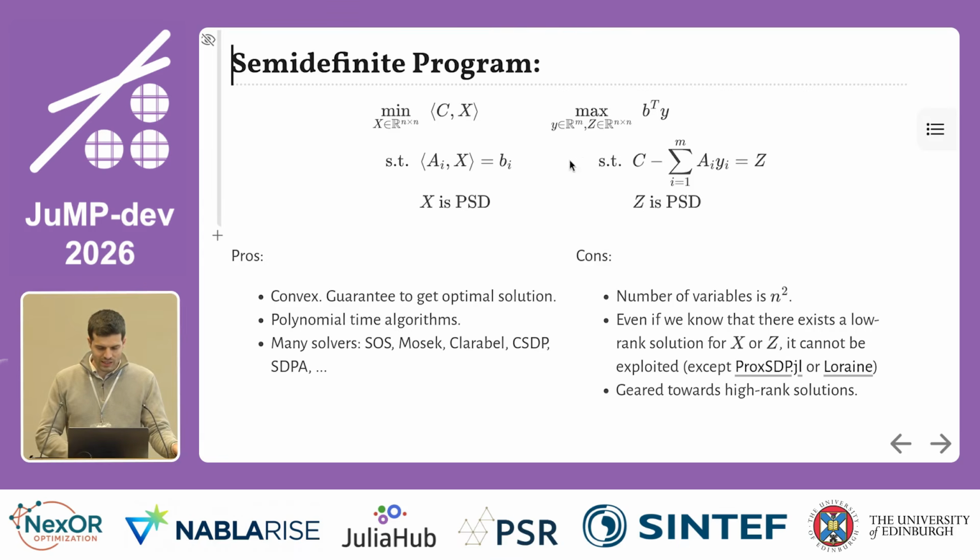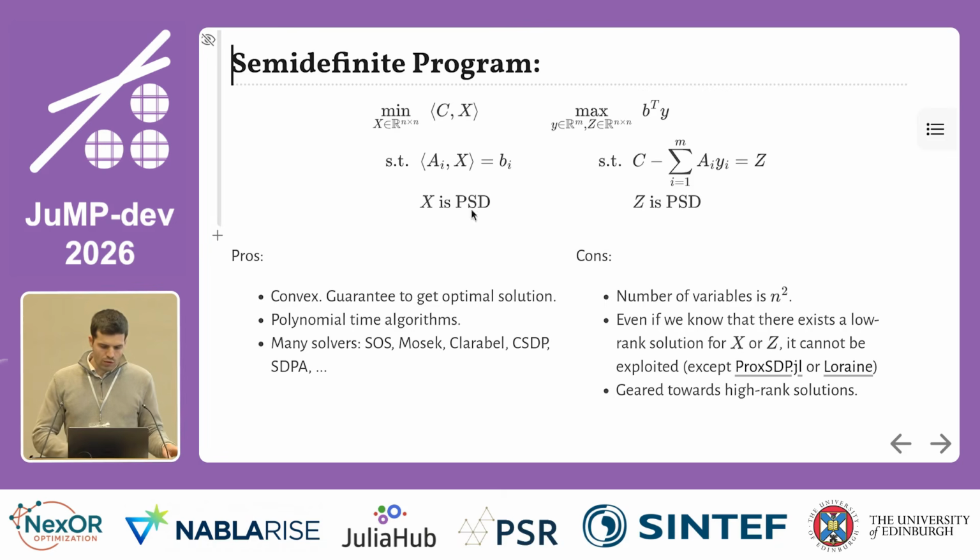So this is how you write it. You have a big X matrix, which is symmetric, and you want it to be positive semi-definite. And on the dual, you also have a matrix that you want to be positive semi-definite. So you have these A_i matrices that are some constant symmetric matrices, the C as well. And you write the constraint with this scalar product, which means you want to do the sum of the pairwise product of these entries, or the trace of the product as you want.